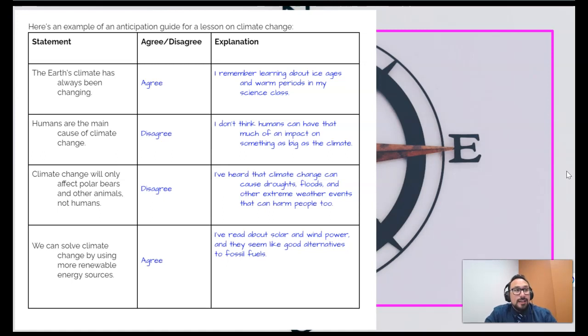It's a tool that helps students activate their prior knowledge or piques their interest by making predictions about a text or a topic before they begin reading or learning about that topic. Usually it consists of a list of statements related to the text or the topic, and students are asked to indicate whether they agree or disagree with that statement, and even provide an explanation. Here's an example on climate change.